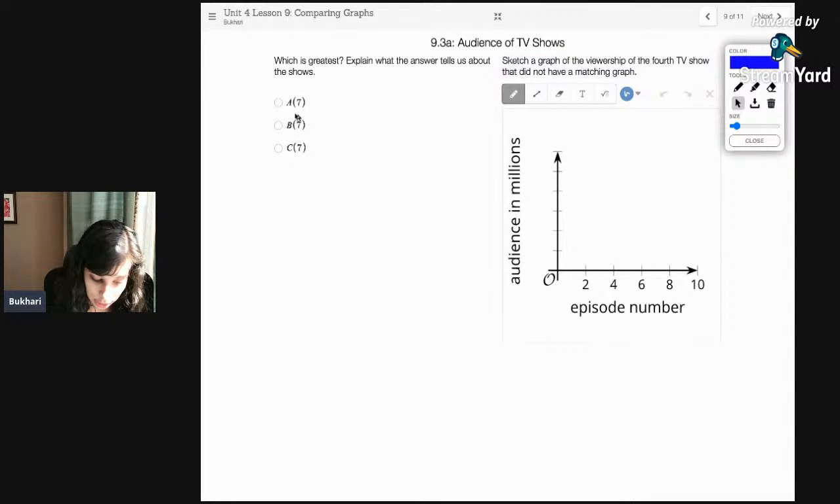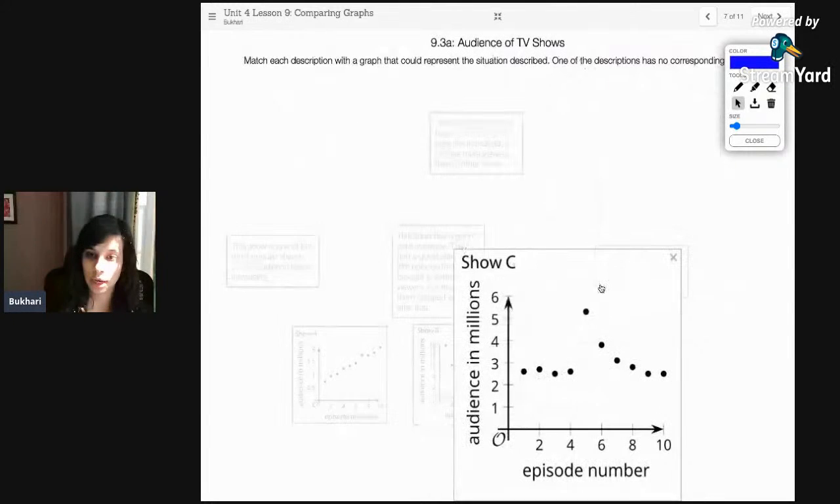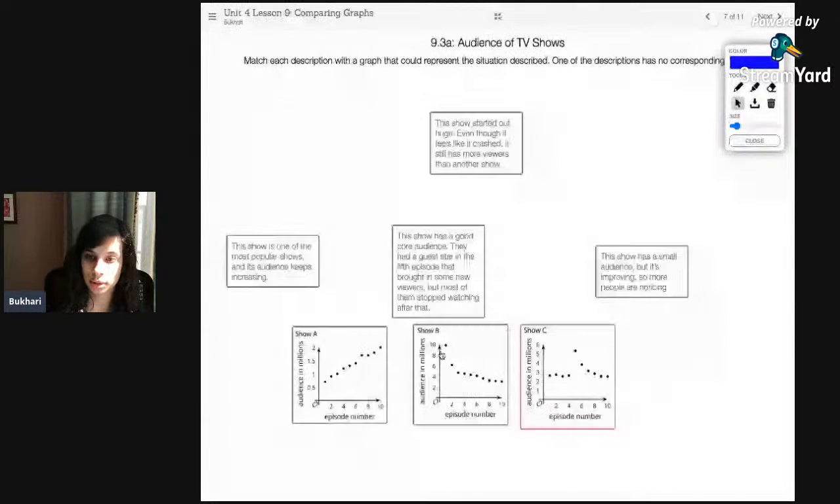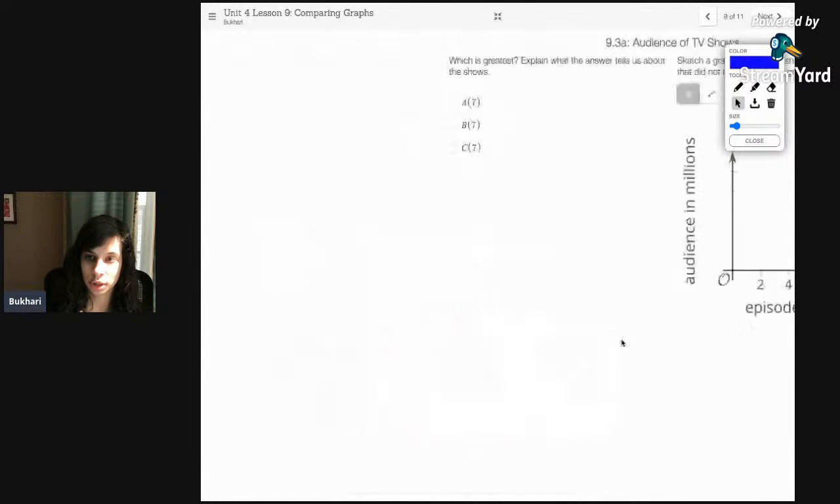You can use A, B, and C over here to help you determine the answer. If you need to see it bigger, you can just click on it once, and it will help you see what's happening when B and C equal 4. What is the value and how do they compare with each other?